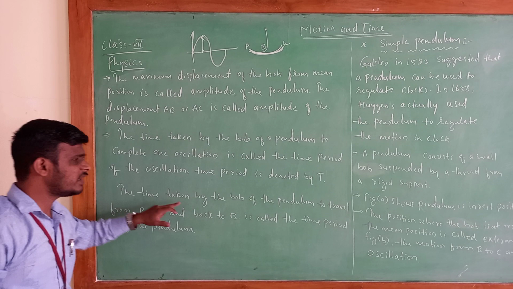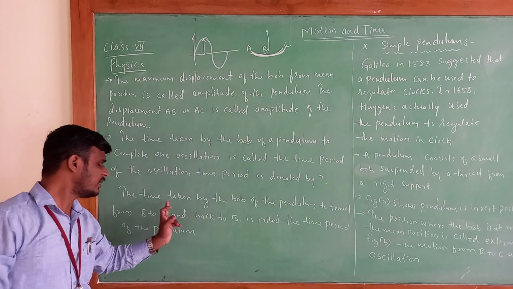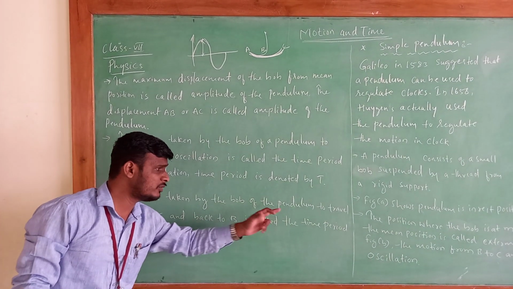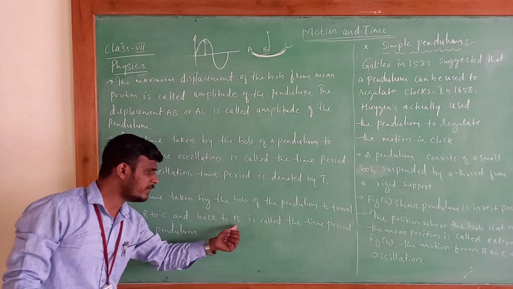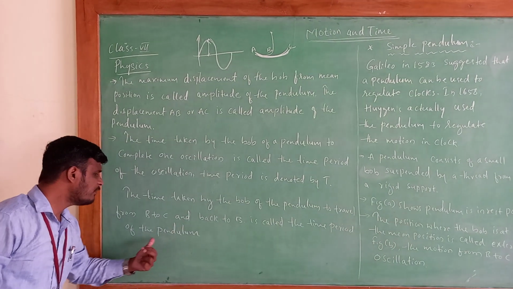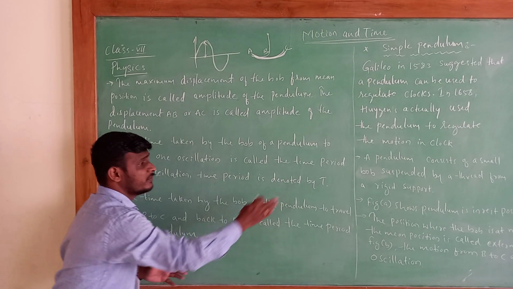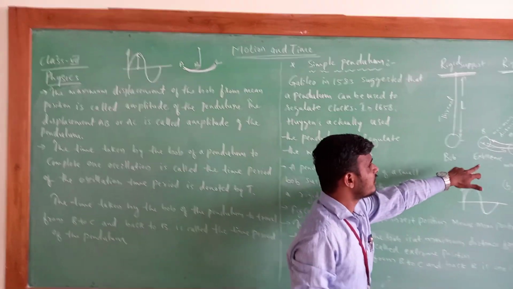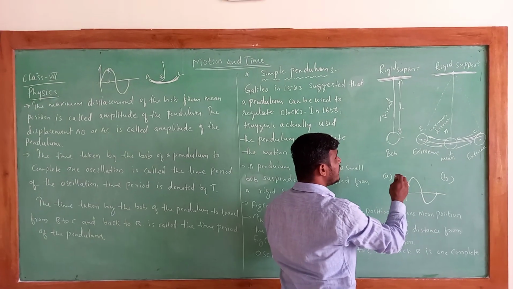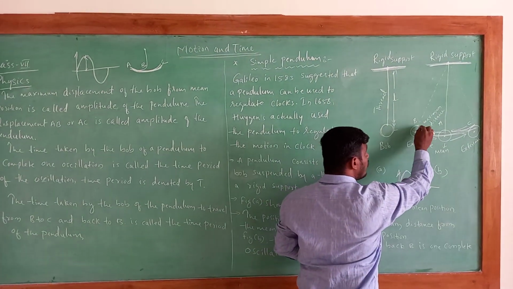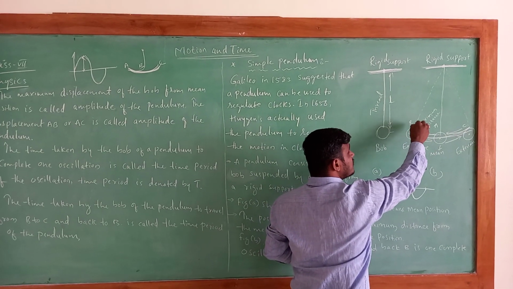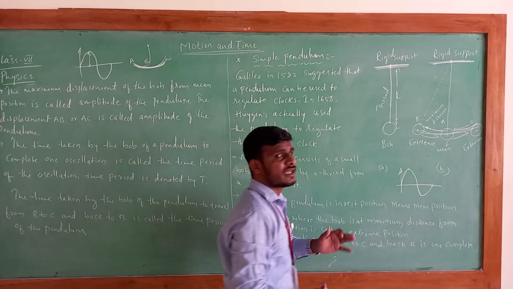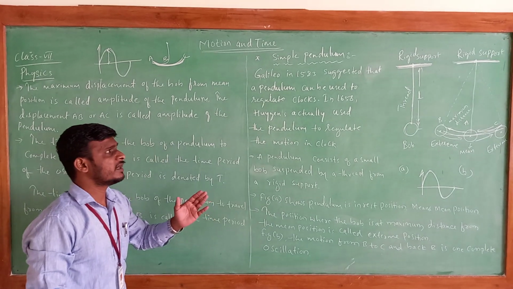The time taken by the bob of the pendulum to travel from B to C and again back to B is called the time period of the pendulum. So from diagram B, the time taken by the bob to move from B to C and again back to B, that much time we call the time period of that pendulum, right?